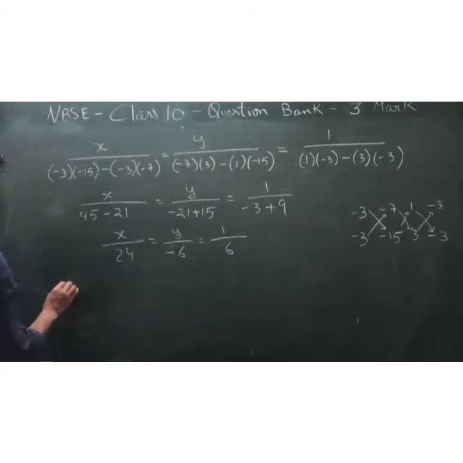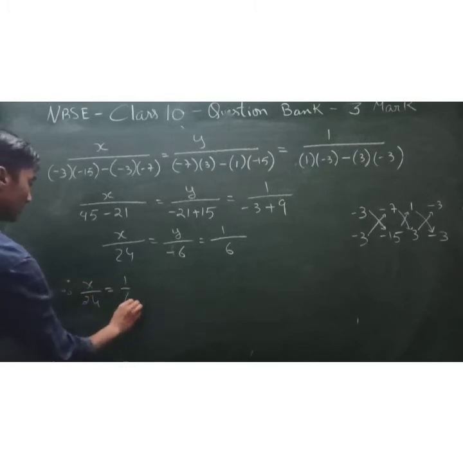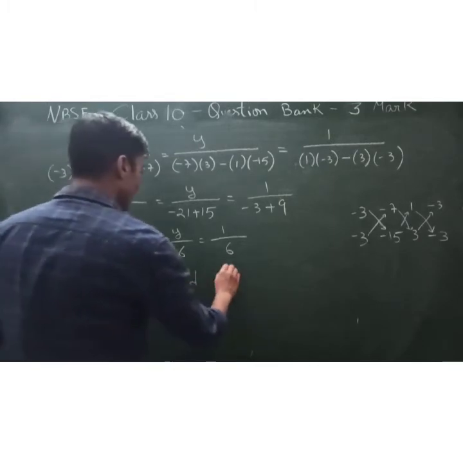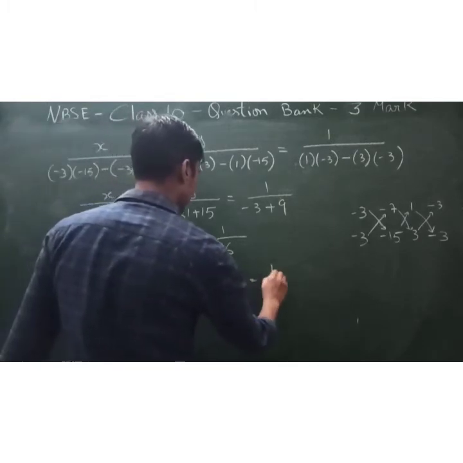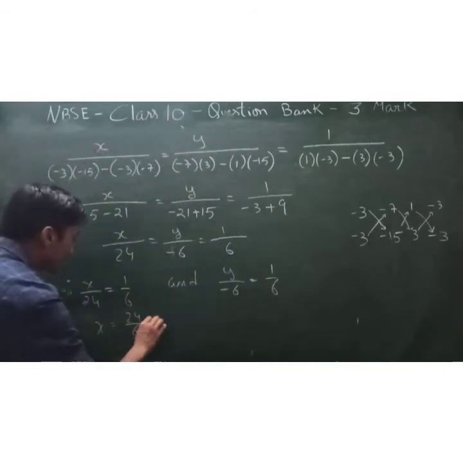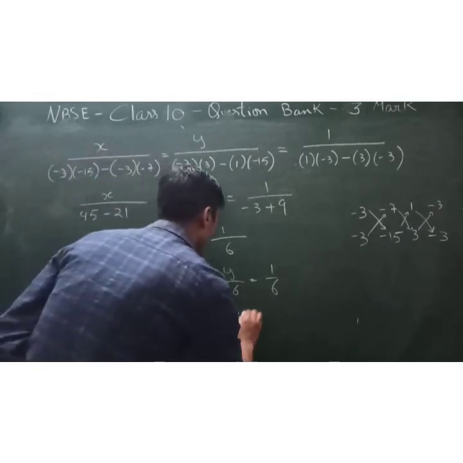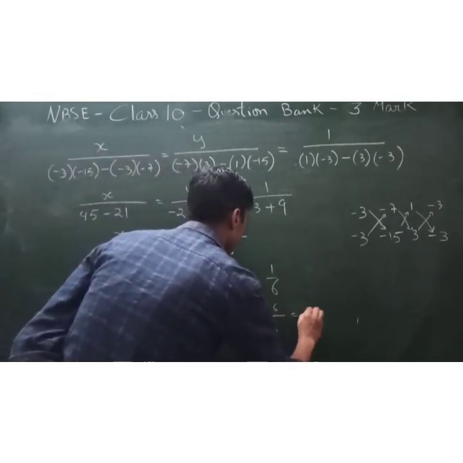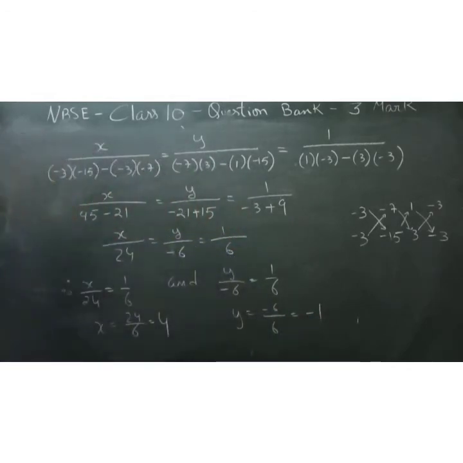So therefore x by 24 is equal to 1 by 6, and y by minus 6 is equal to 1 by 6. So x is equal to 24 by 6, that is 4. y equal to minus 6 by 6, that is minus 1. So the value of x is 4 and the value of y is minus 1.